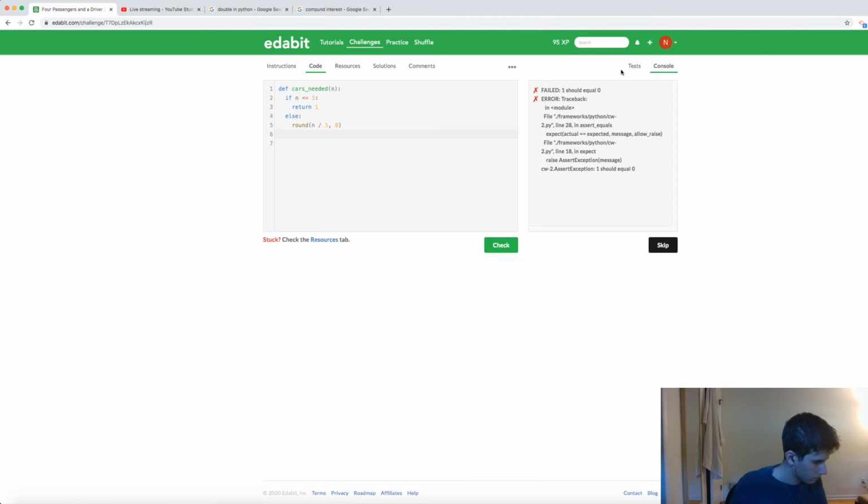Let's see. We can't use modulo, right? We can't use modulo here. We have to divide it by 5 and then round up to some number.